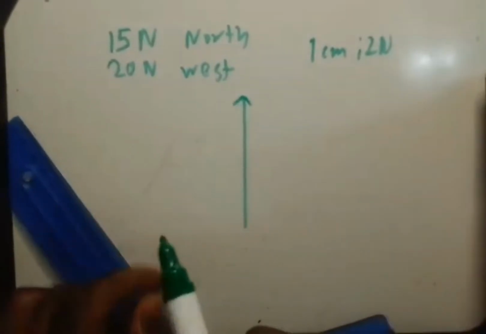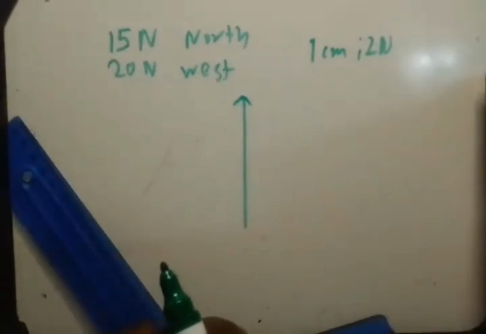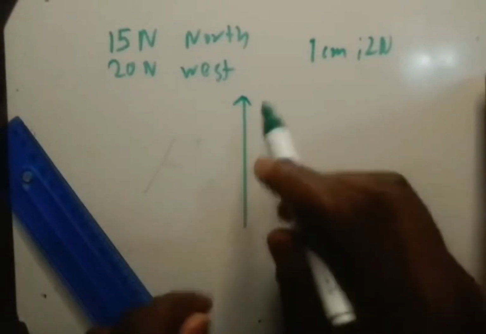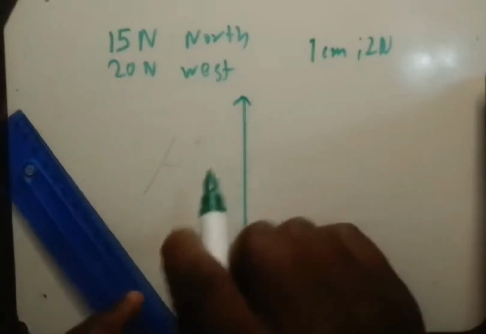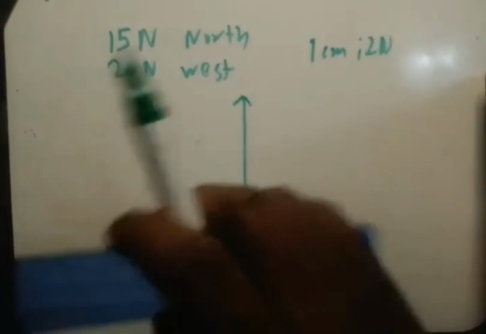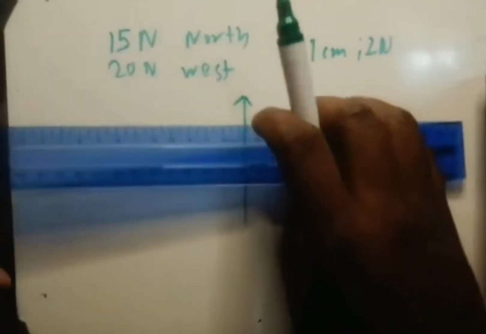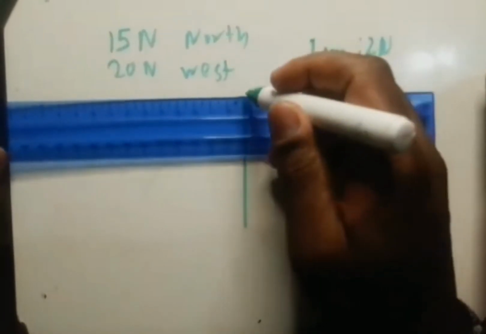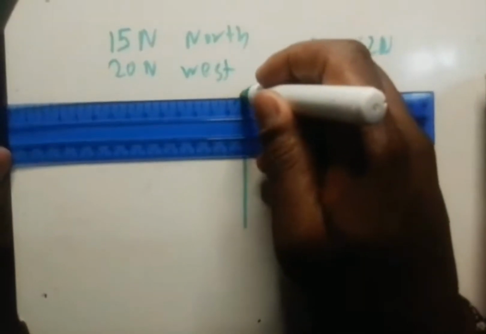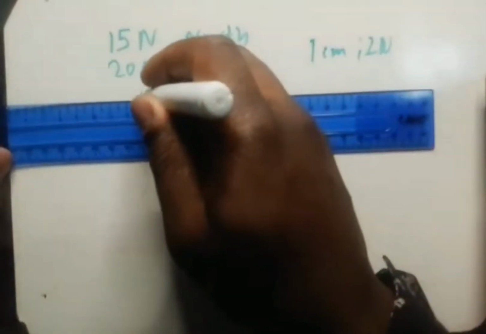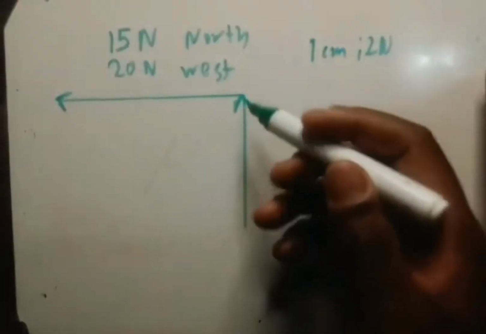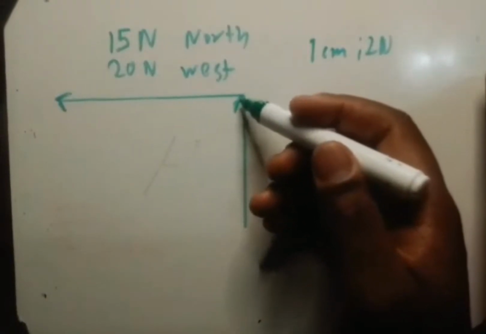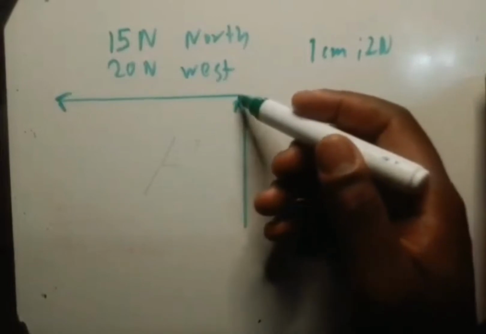And then I would have to connect it because it's head to tail, right? So since I started with this one, the other one must start from the head of the previous, right? So this is 20 newtons to the west, so it means I have to measure 10 centimeters to the west. So there, notice, from the head of one to the tail of the other. The head is connected to the tail of the other, right?